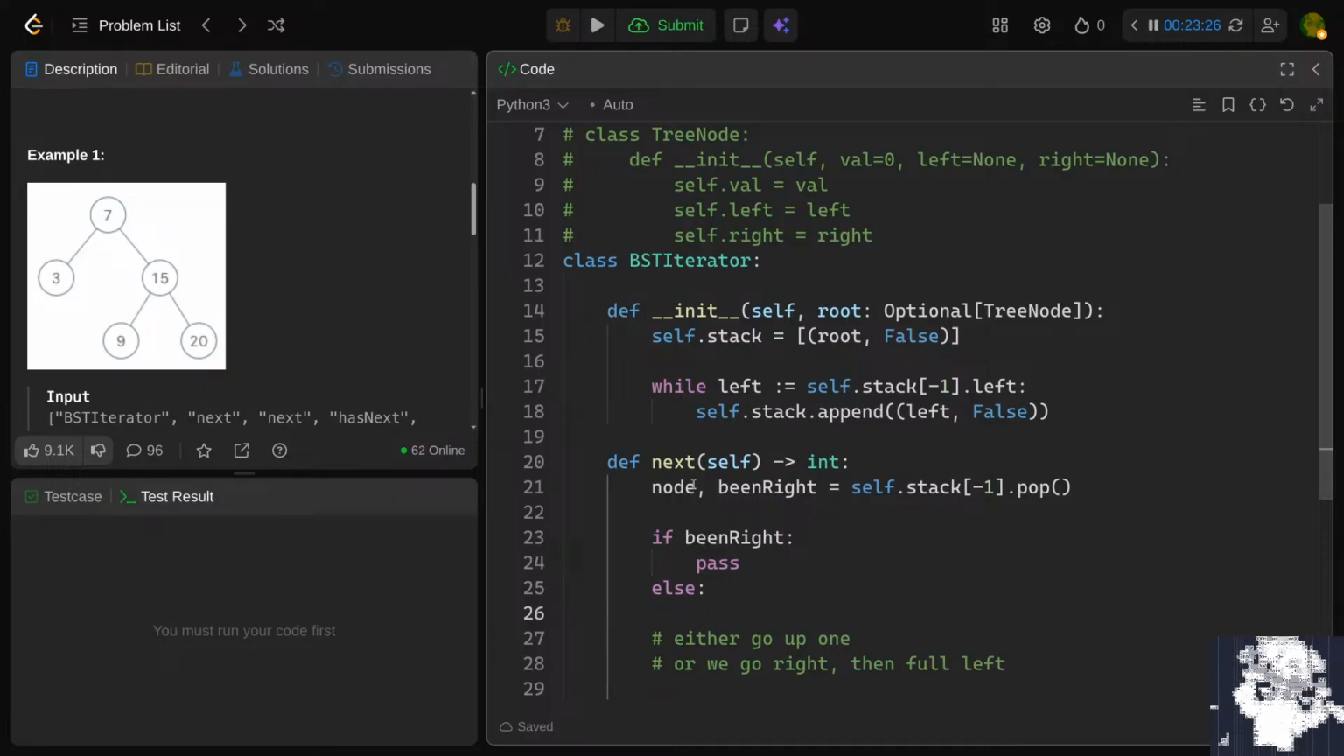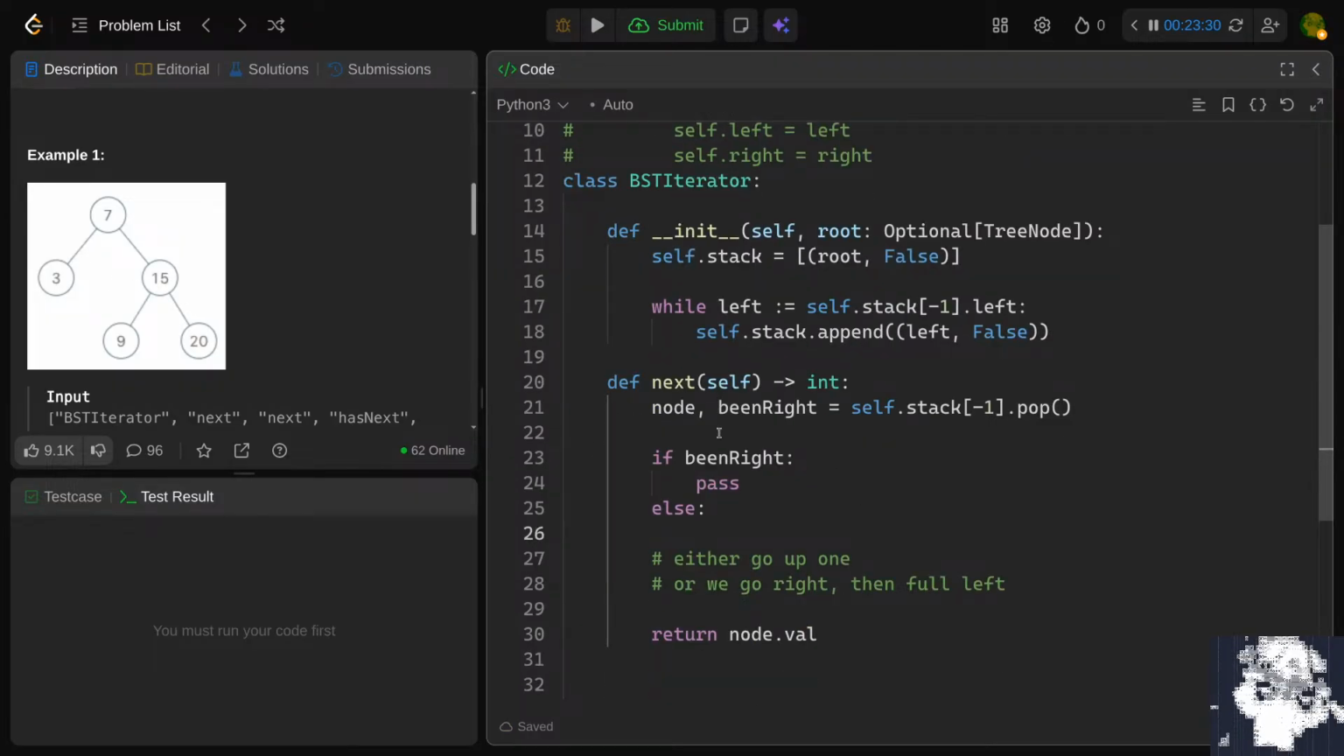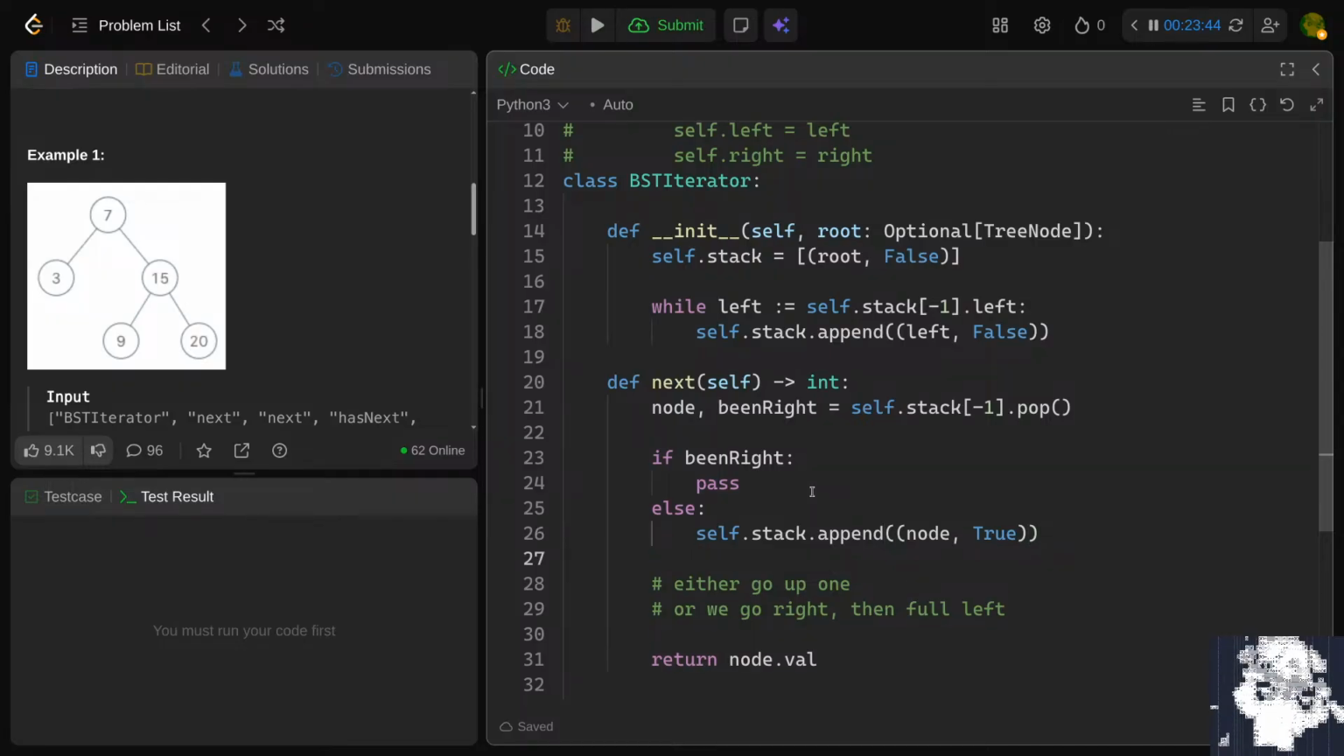Else, you have not been right. Now we have to add myself back into the stack. So self.stack.append node, but we can say that we've been right this time, or true. Then every time you go right, you want to dive left all the way. So we do this again.